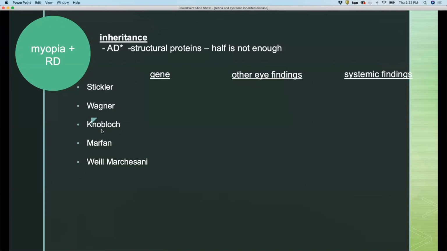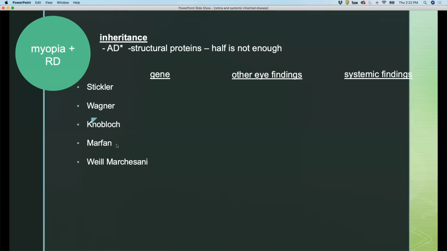The others that I had thought of here were Wagner, Knobloch, Marfan, and Weill-Marchesani. Stickler, Wagner, and Knobloch are thought of as the vitreoretinopathies, the hereditary hyaloideoretinopathies.